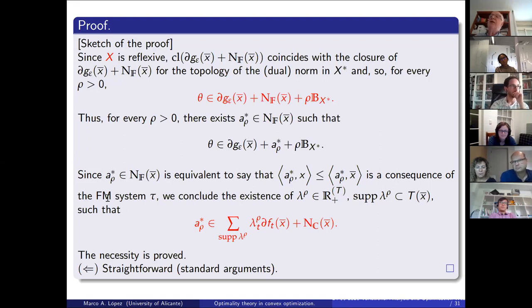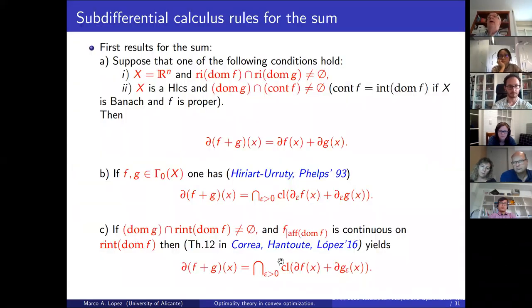And my system is Farkas-Minkowski. And so I apply the property that the characteristic cone is closed, and I can replace this vector here by means of this sum. This is all. The opposite direction has some transformations, but this is pure mechanics, pure algebra. Nothing conceptual. This is all. Okay, coming to the last part of the talk.